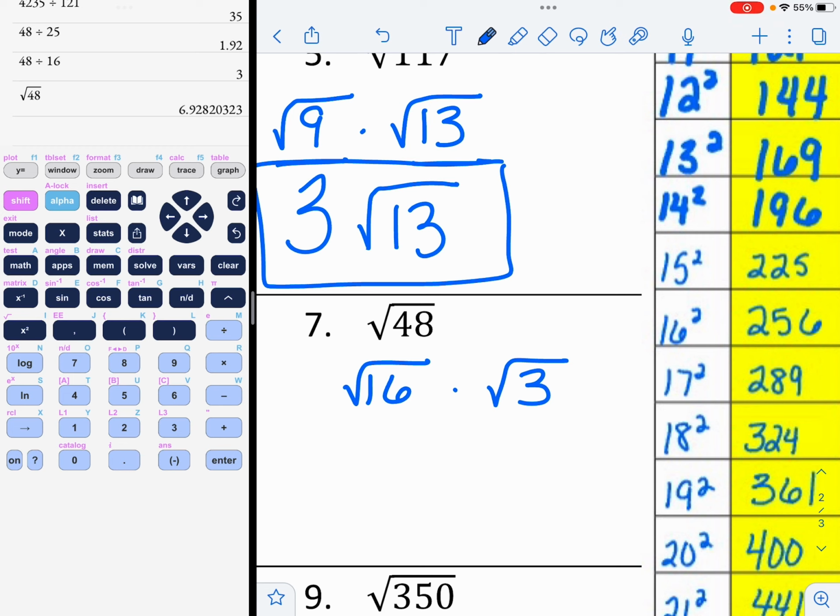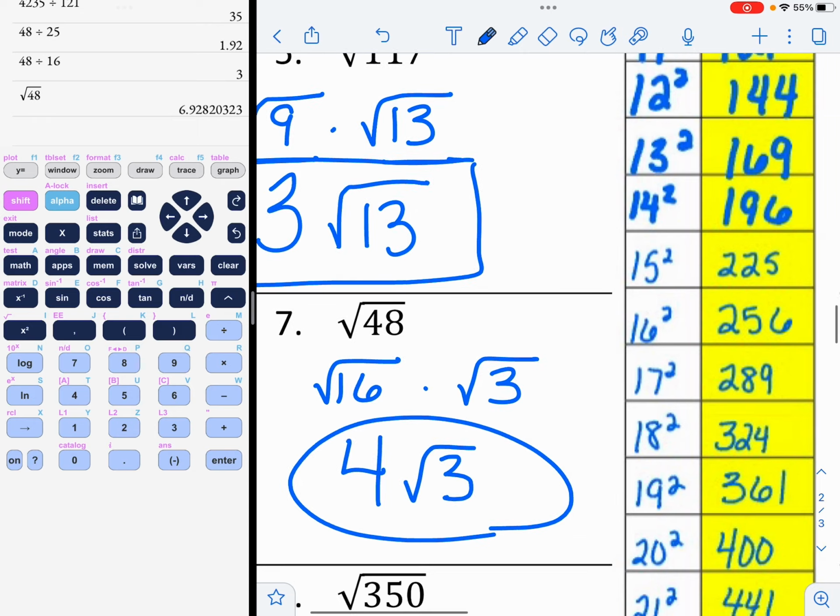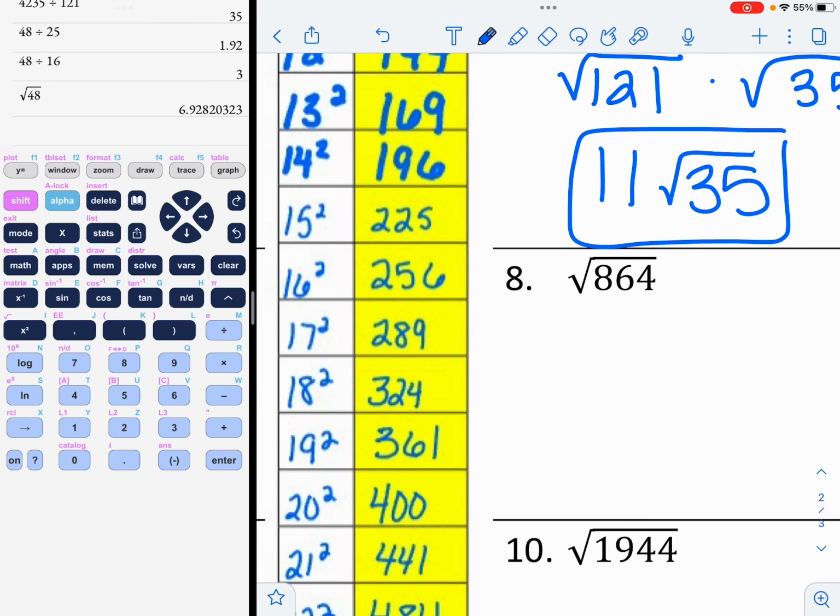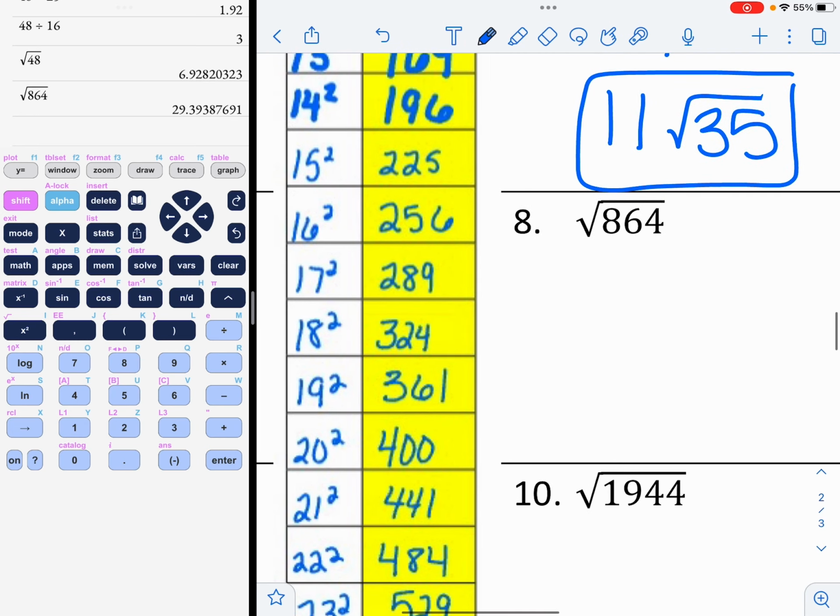So the square root of 16 is a 4, and the square root of 3 drops down behind it. Number 8. Okay, so now I'm going to do the square root of 864. Bummer, it's a decimal, so I need to try to figure out what goes into it. We're going to start in the 400s. I'll do 484. Okay, so I have that in view.